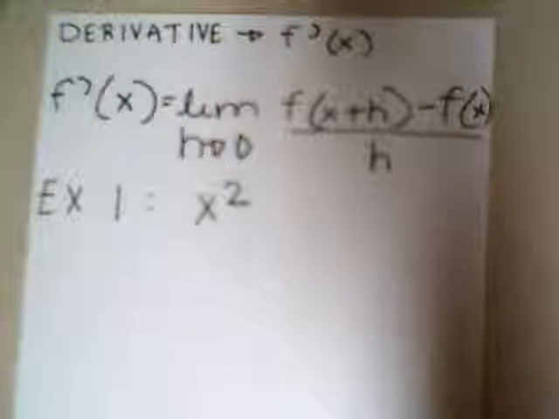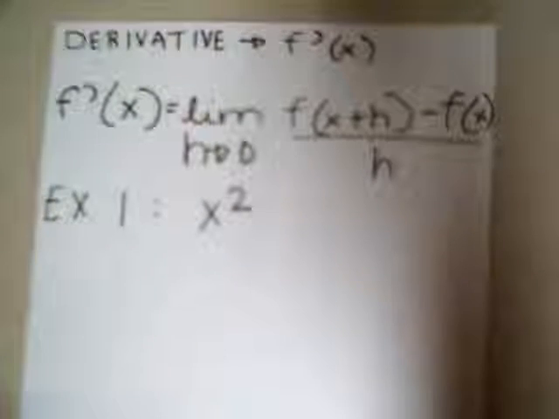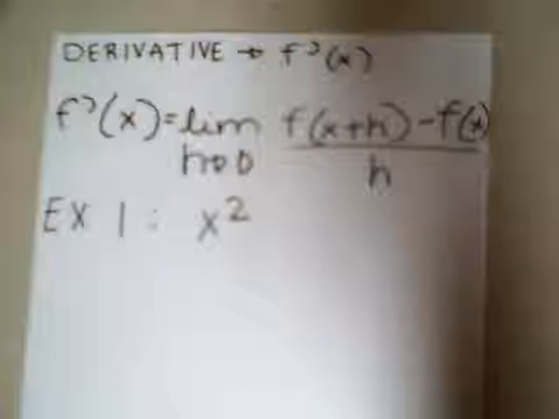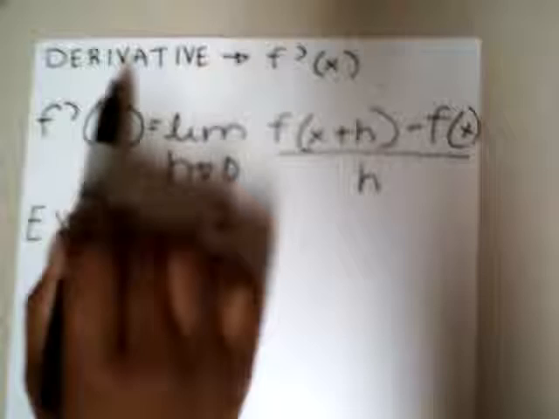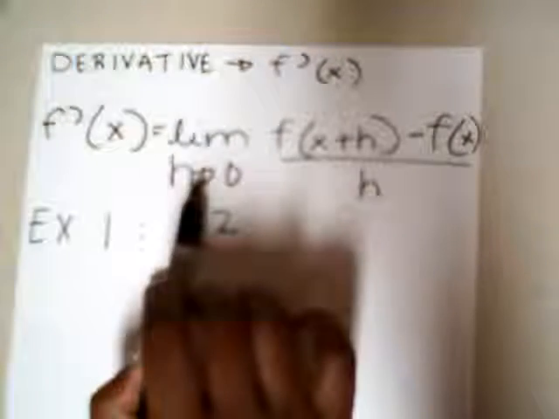Today, I'll be speaking about derivatives. Some of you may be wondering what a derivative is. A derivative is the slope of a tangent line to a given curve. In order to find the derivative of a certain function, you can use this formula. The derivative, also known as f prime of x, is equal to the limit as h approaches 0 of f of x plus h minus f of x over h.